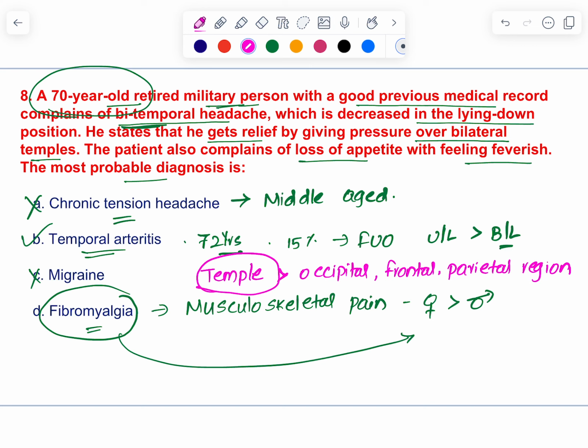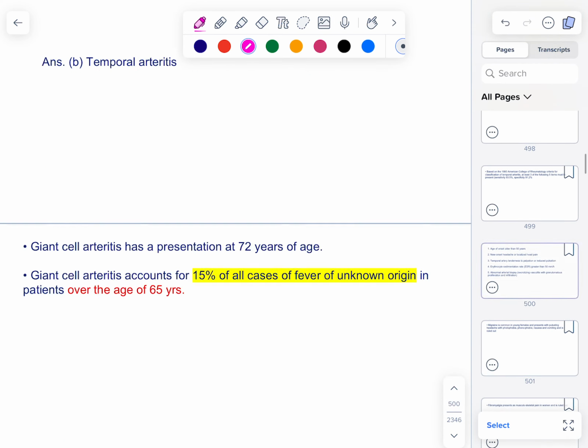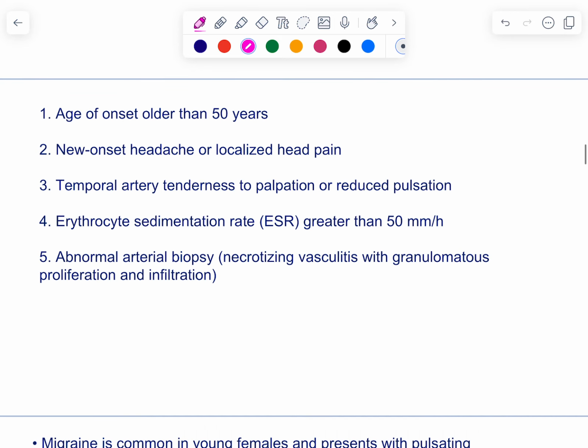And according to the criteria given by the American College of Rheumatology for diagnosis of giant cell arthritis, there are totally 5 important features. Now, out of these 5, minimum 3 should be there. What are those? Let me show you. Right, these are the 5.